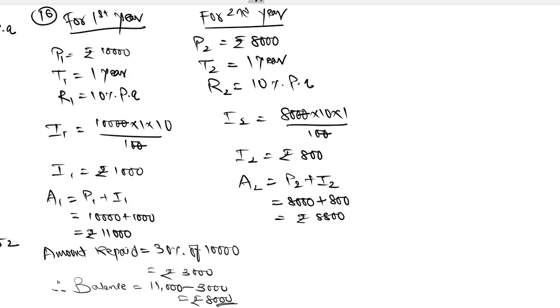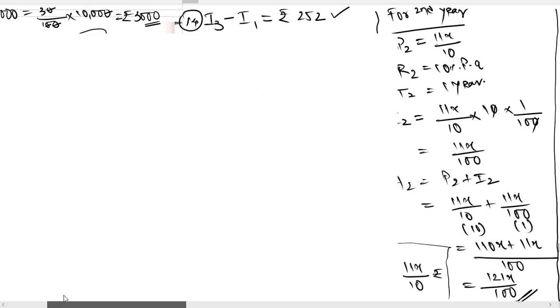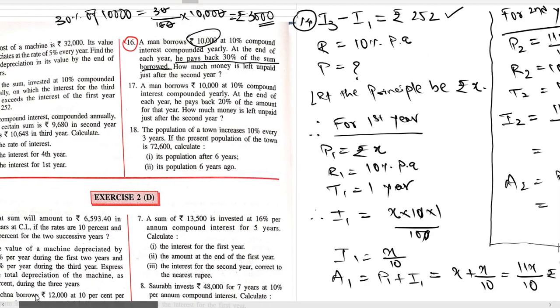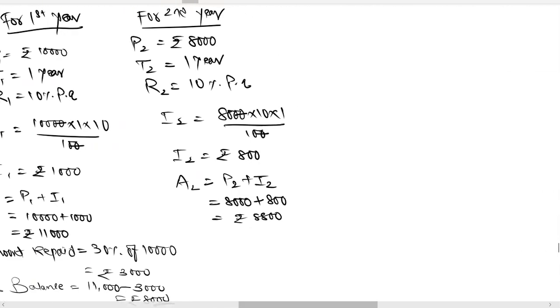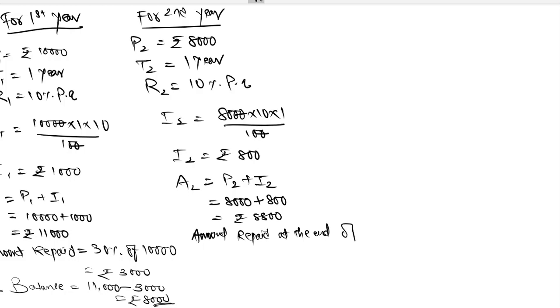So according to the question, let's have a look again at what they have asked. How much money is left unpaid just after the second year? Just after the second year means not at the end of second year but after the second year. So we have to repay some amount. Amount repaid at the end of second year is equal to rupees 3,000.